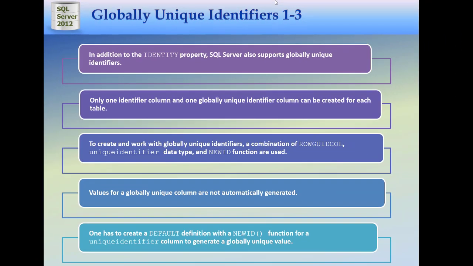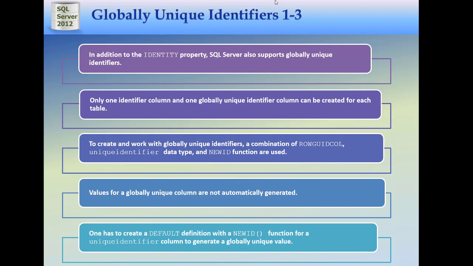Now, GUID, that is the globally unique identifier. In addition to the identity property, SQL Server also supports globally unique identifiers. Only one identifier column and one globally unique identifier column can be created for each table. To create and work with globally unique identifiers, a column of ROWGUIDCOL, UNIQUEIDENTIFIER data type, and NEWID function are used. You're going to see this.